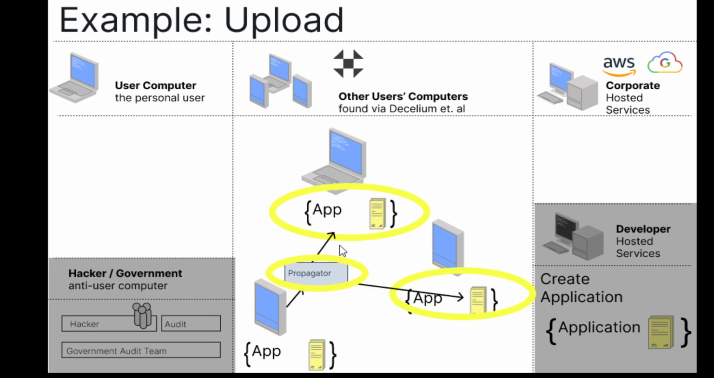That app, through the propagator, gets spread around the network. Now you have right away a situation where you have a reasonable amount of redundancy. For free, because there are multiple users hosting the app, you have many users replicating the app, which means you have some fault tolerance.